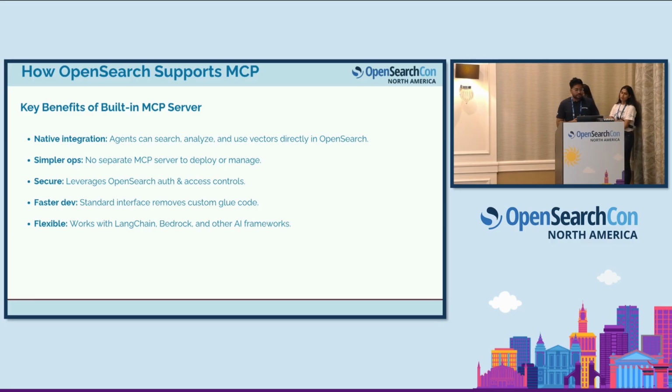And again, there's simpler ops. You don't need to run or deploy another MCP server or manage those things. It's built in. Once you deploy OpenSearch itself, it comes with that. It's secure too, since it uses the same auth and access that OpenSearch is using. It also works with a lot of open source agents, and if you want to go with AWS Bedrock and more, you can do that.